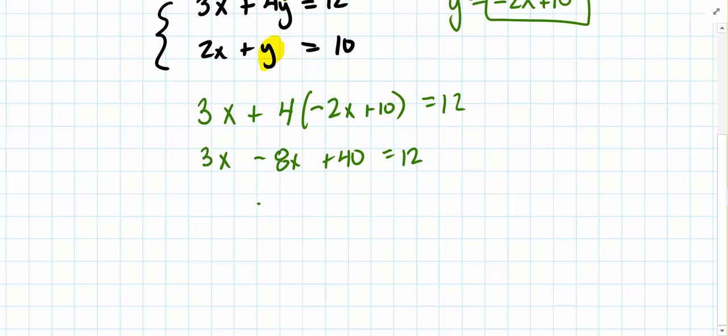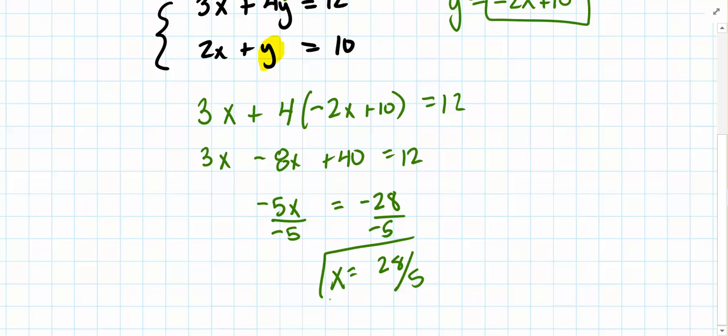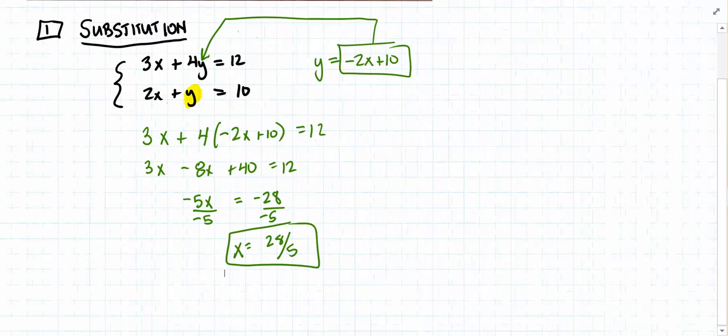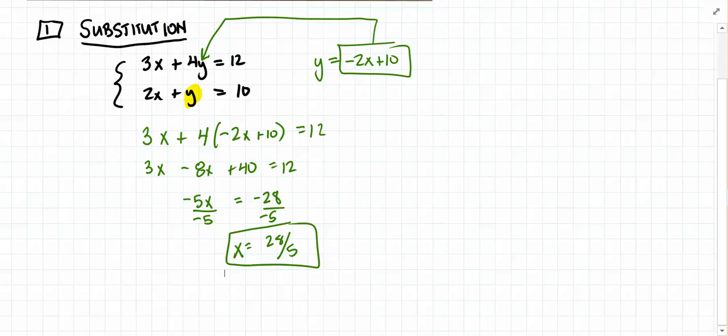So this looks like negative 5x is now equal to, if I had 12 minus 40, negative 28. Let's divide by negative 5. So it looks like x is now 28 fifths. And you know what? That's okay. We can leave our number at 28 fifths. Okay? There's nothing wrong with 28 fifths. But are we done with the problem?